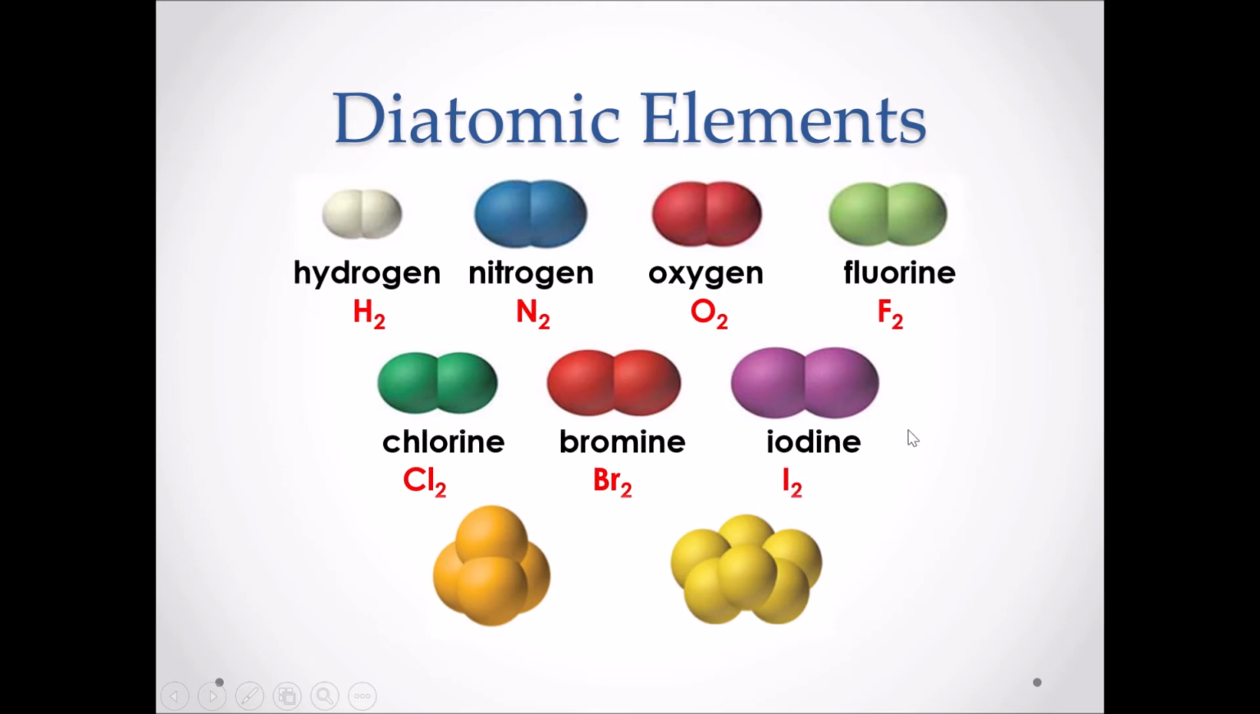And our last two are exceptions. We have phosphorus, which by itself is P4, and sulfur by itself is always S8.